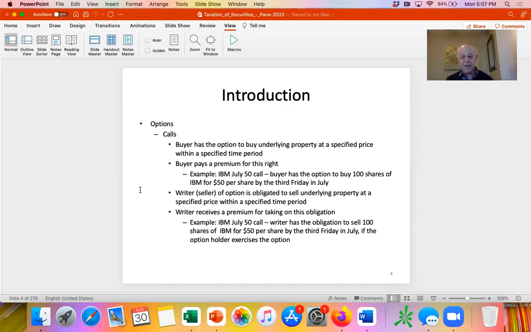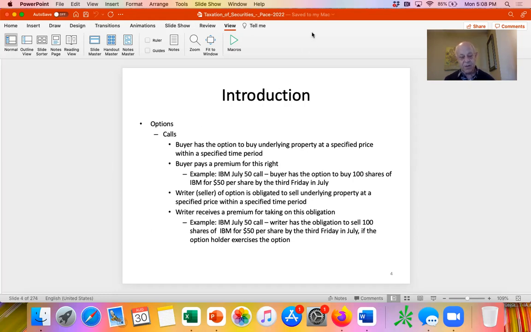So again, let's go back to that same IBM July 50 call. The writer of that call has the obligation to sell 100 shares of IBM for $50 per share by the third Friday in July if the holder of the option exercises the option, right? Once the holder of the option exercises the option, that's it. The writer must sell the stock.